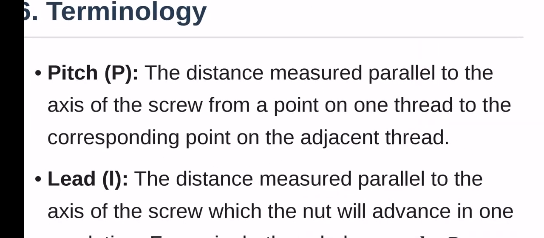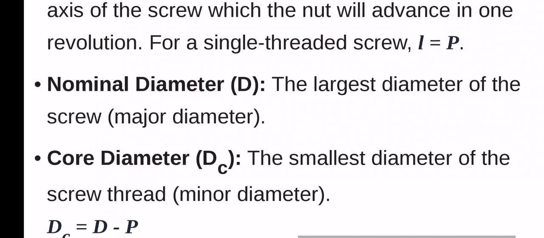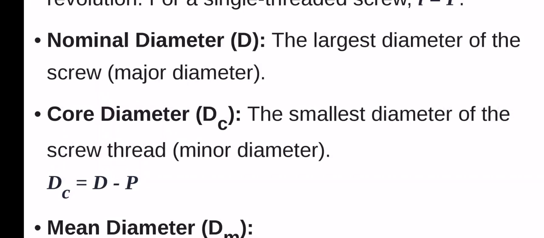Screw terminology. Pitch: the distance measured parallel to the axis of the screw from a point on one thread to the corresponding point on the adjacent thread. Lead: the distance measured parallel to the axis of the screw which the nut will advance in one revolution. For a single thread screw, L is equal to p. Nominal diameter: the largest diameter of the screw. Major diameter: the outer diameter. Minor diameter: the smallest diameter of the screw thread.